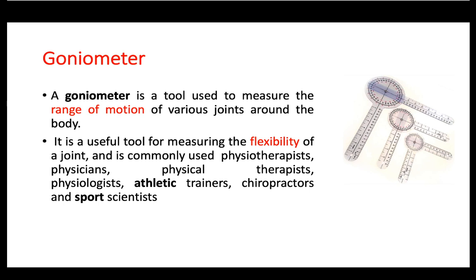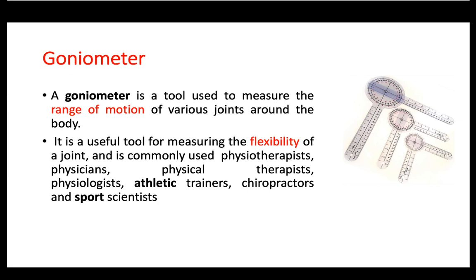Now this is the last portion of the lecture. This is a manual goniometer. This is a traditional method, but it is in your syllabus, so that's why I'm telling you. Still some labs use it because it is very inexpensive, very cheap. On the right hand side you can see three sets of goniometers. These goniometers basically measure angles, and by measuring an angle they give you the range of motion of your joints.